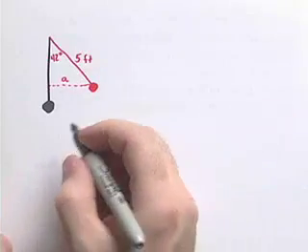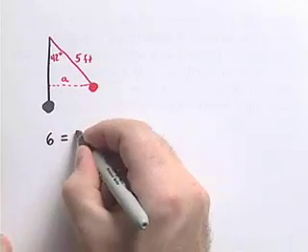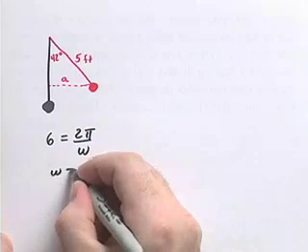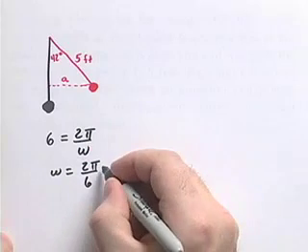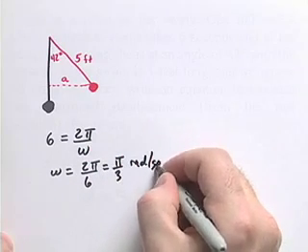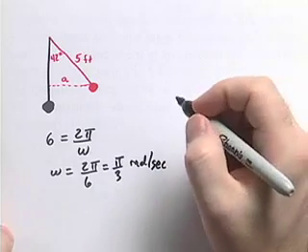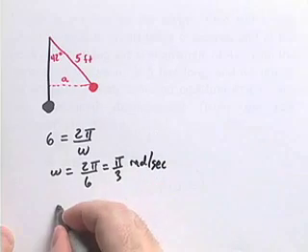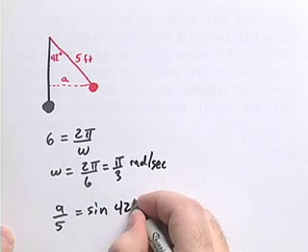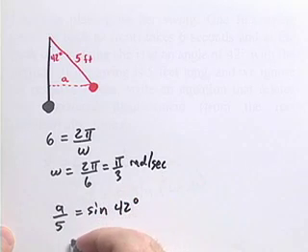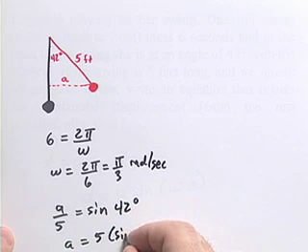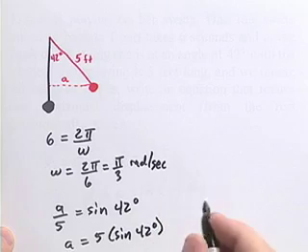The period is 6 seconds, so we'll have 6 equals 2 pi over omega. It means omega is equal to 2 pi divided by 6, which is equal to pi over 3 radians per second. From this diagram, we'll see that A divided by 5 is equal to the sine of 42 degrees. If we solve that for A, we'll find that A is equal to 5 times the sine of 42 degrees.